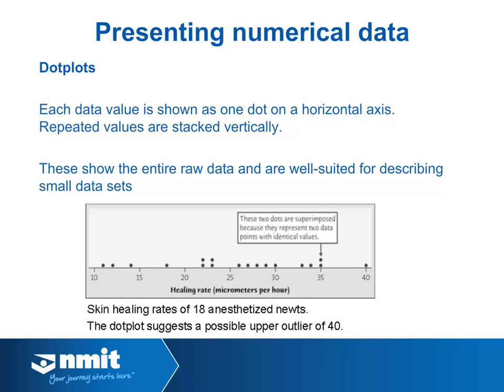So using this example of the anaesthetized newts, one newt healed at 11 micrometers per hour, so a dot was placed above the 11. There was one at 12, so it was placed above the 12. Wherever there's two values at the same point, then they're just stacked on top of each other. Where there's 22 and 23 micrometers per hour, there were two newts at each of those levels, and so two dots were put on top of each other.